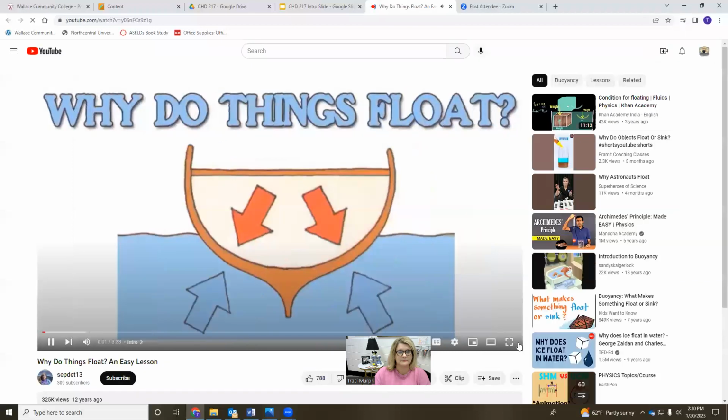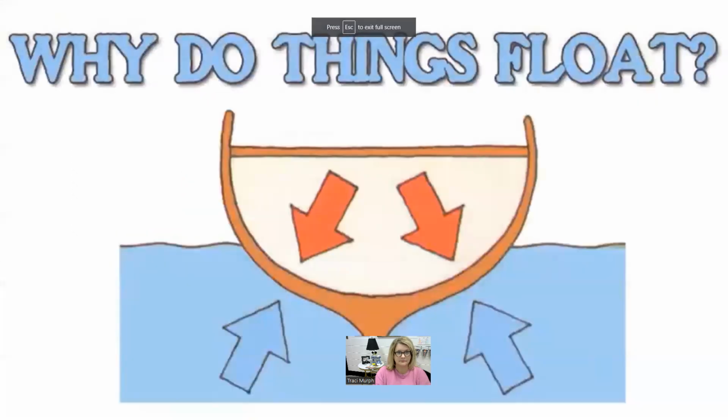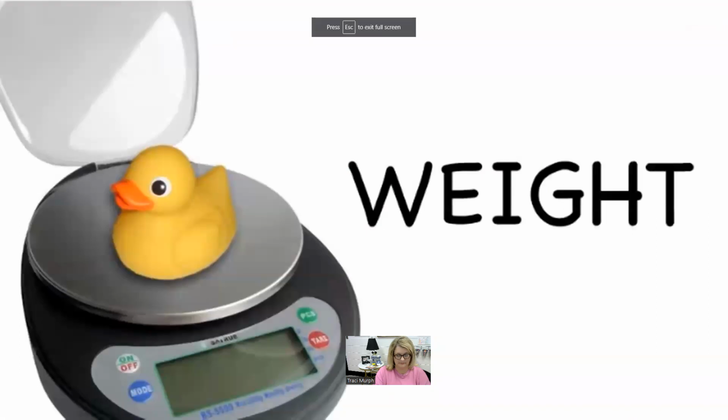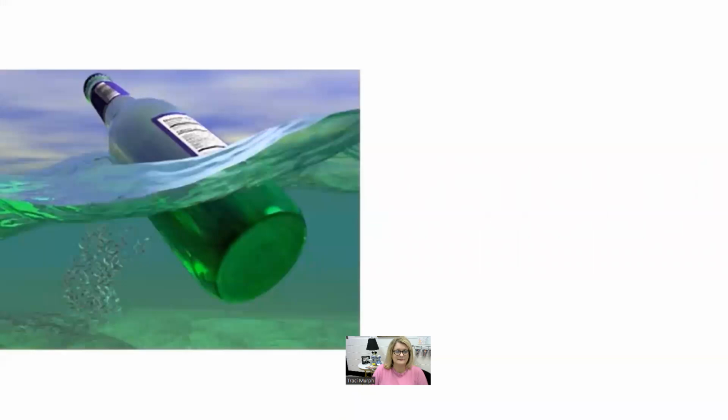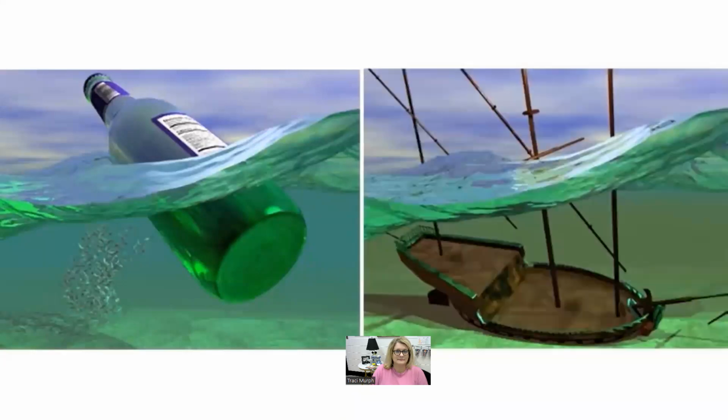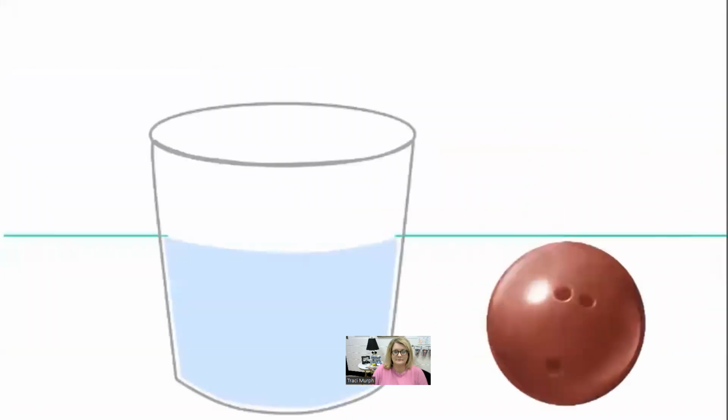Why do things float? It depends upon two things: weight, how heavy something is, and volume, how much space it takes up. To understand why things float, it helps to understand why things sink. First, let's put a bowling ball in a bucket of water.